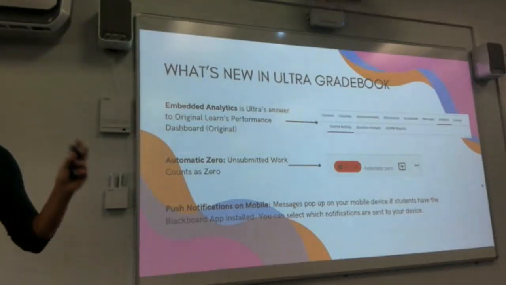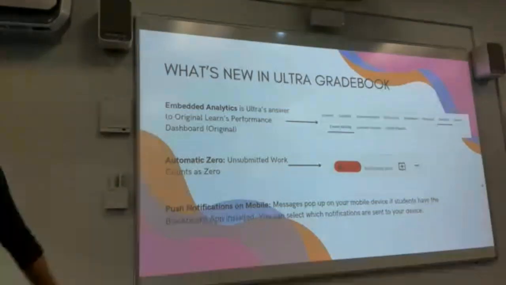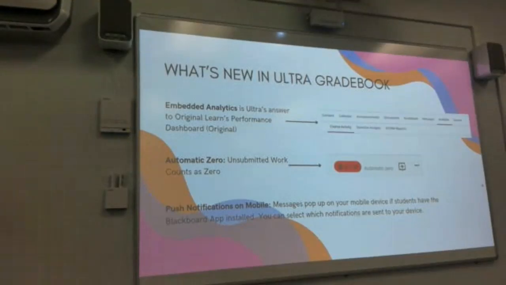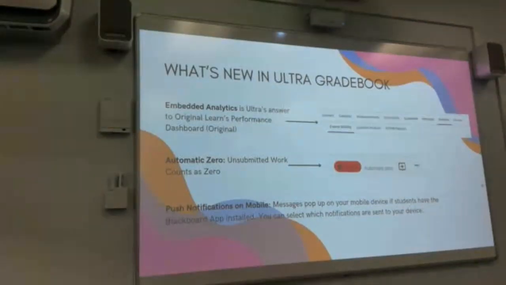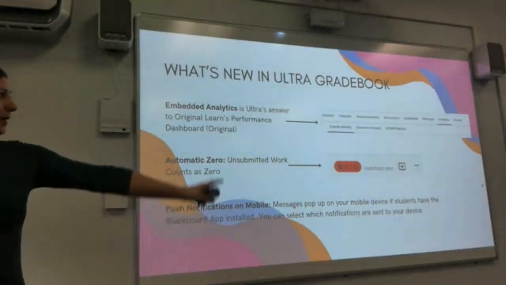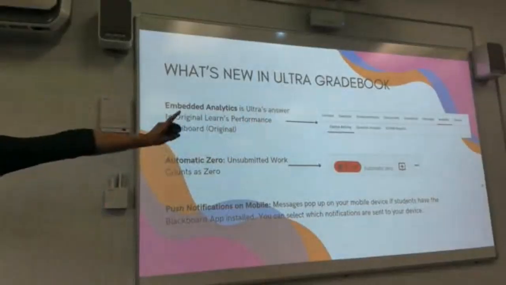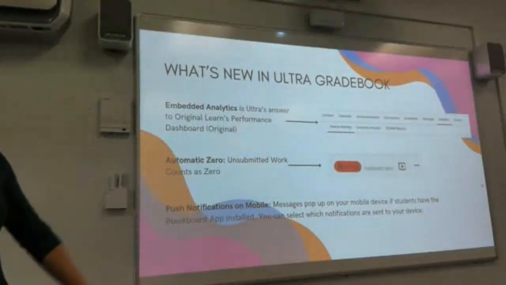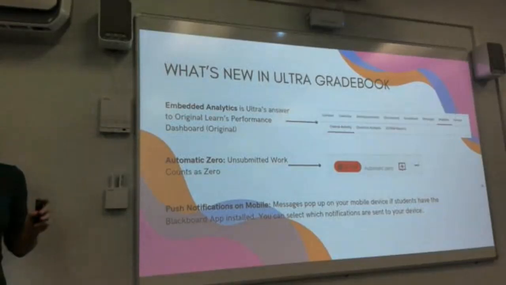Okay. So, new in Ultra Gradebook, going from the original Learn to Ultra. Ultra's embedded analytics are basically the same version as the performance dashboard or retention center. You can find them when you go into the analytics tab. You see three subtabs: course activity, question analysis, and score reports, and through that you can pull the data.